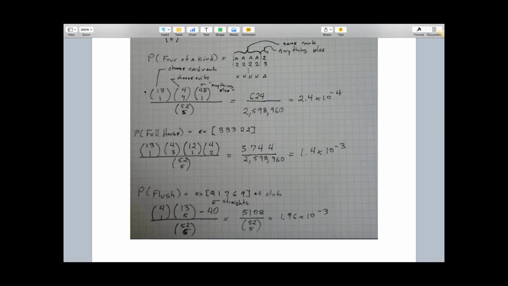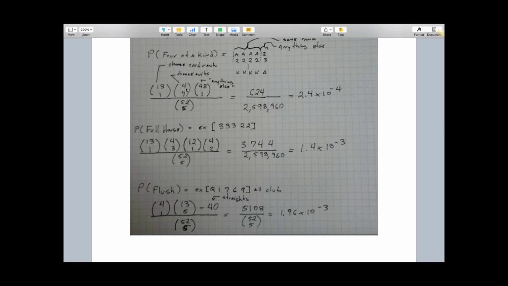So the probability of 4 of a kind we find by choosing first the card's rank. So there's 13 different ranks, ace through king. And then we choose one of them. And so this is kind of setting the rank. And then we choose the suit. And that is, let's see, because there's 4 of a kind, it's 4 choose 4.